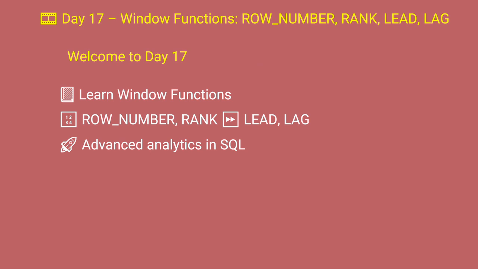Welcome to day 17. Today, we will explore window functions, powerful tools for advanced analytics. We will cover row number, rank, lead, and lag, which let us compare rows and analyze data trends.